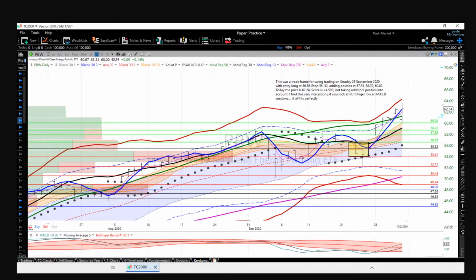We had a power failure here in Kansas right at the start of the scheduled podcast, so I'm recording this and I'll post it on Patreon and YouTube. So let's take a look at a series of trade frames.